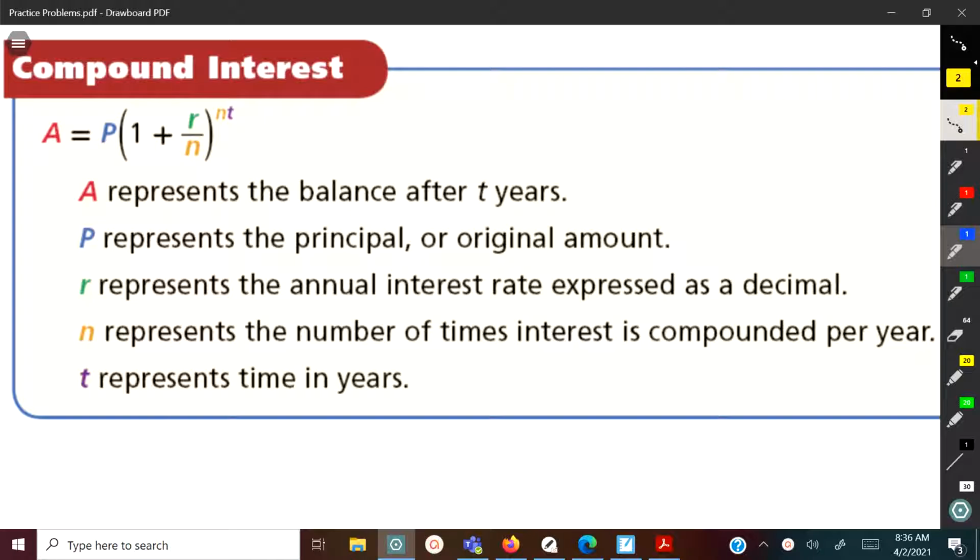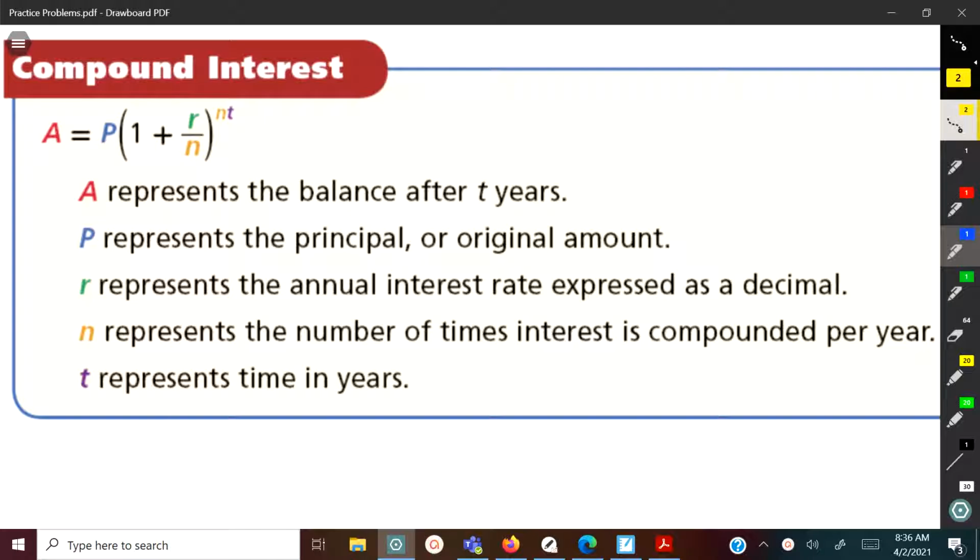Okay, so let's say for instance you get a loan. If the loan is for 3 years, how many times is it compounded, what's the interest rate, and how much money you're borrowing are all things you need to know in order to figure out how much money you're going to end up paying at the end.